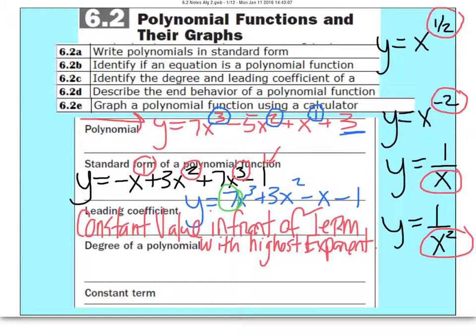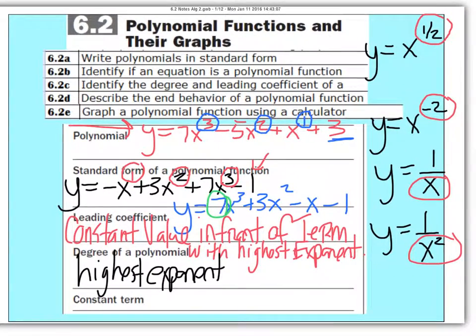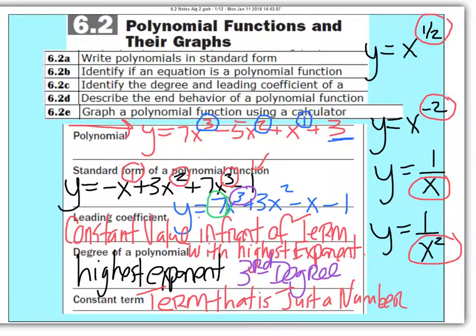Next definition is the degree of a polynomial. The degree is the highest exponent. So again, looking back at this particular polynomial, the degree is the highest exponent we see, or the 3. So we would say it is a third degree polynomial. The last vocab word is constant. The constant value is the term that is just a number. Again, looking back here, there's only one term that's a single number by itself. It's negative 1. So we would say that the constant value in this is negative 1.